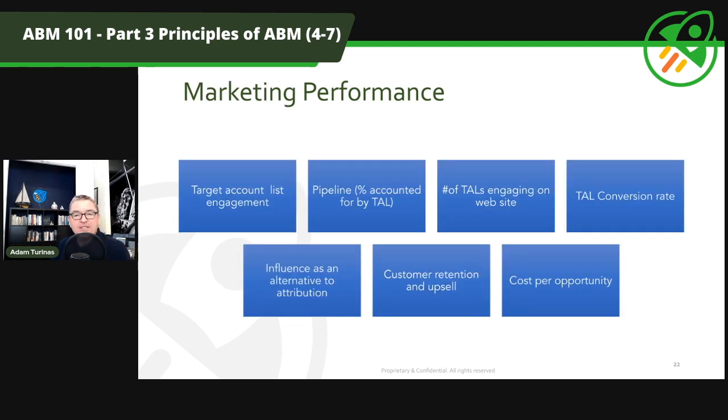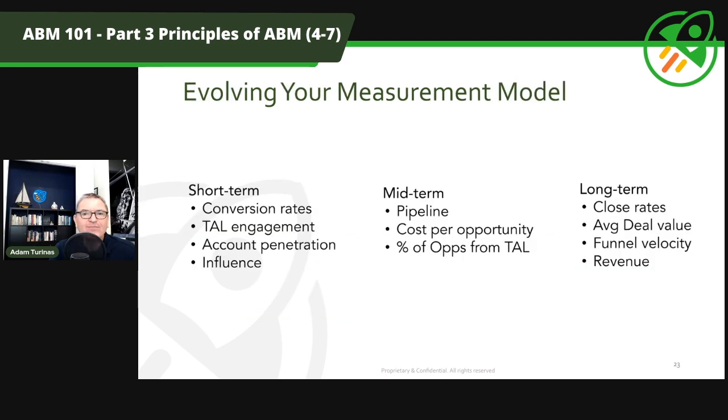I talked about marketing performance. That's the second stage of the funnel. So these are things that are related to the target account list. What percentage of the target account list is engaged? How are you doing with customer retention and upsell? Can you track a cost per opportunity based on your ABM efforts? And then there are the campaign measures, and I'm not going to spend a lot of time on those because you know those.